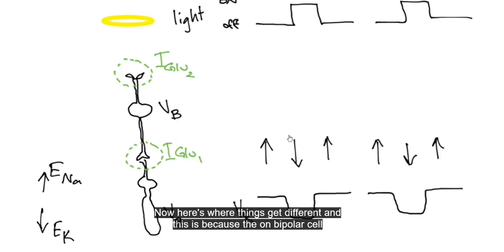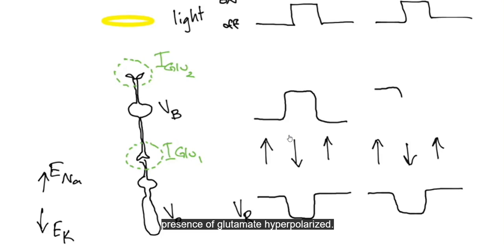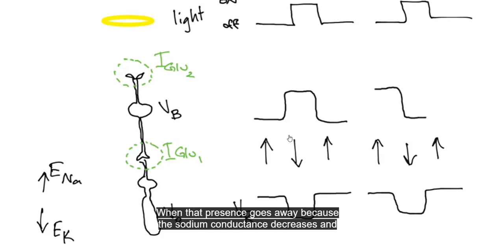Now here's where things get different, and this is because the on bipolar cell, remember, is hyperpolarized in the presence of glutamate by this mGluR6 receptor. So when there's a lot of glutamate, we expect it to be hyperpolarized. When the glutamate decreases, it depolarizes. When the glutamate increases again, it again hyperpolarizes. The off cell, by contrast, is depolarized via ionic currents through glutamate-gated AMPA and kainate receptors, such that it is depolarized when there's a high presence of glutamate, hyperpolarized when that presence goes away because the sodium conductance decreases, and then depolarized again when the glutamate increases again.